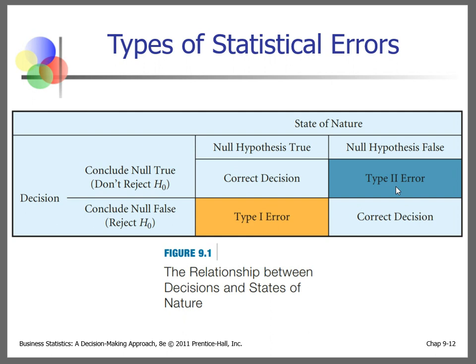And from the figure, if the null hypothesis is true and an error is made, it must be a type 1 error. On the other hand, if the null hypothesis is really false and an error is made, it must be a type 2 error.